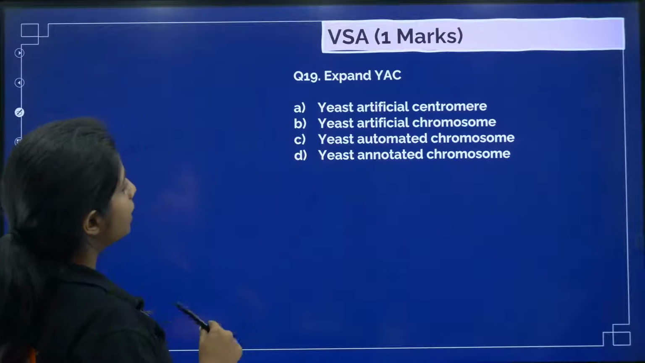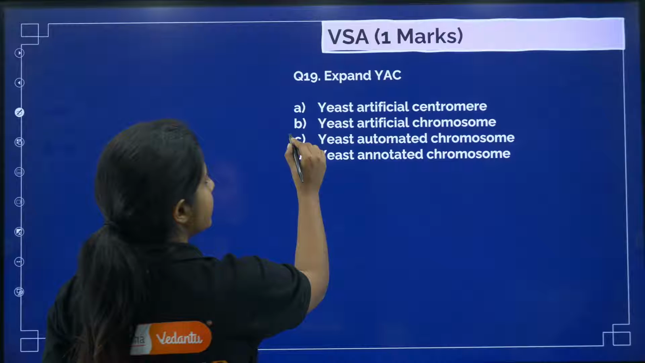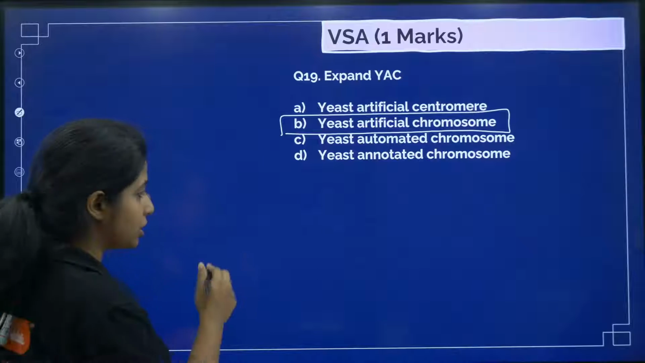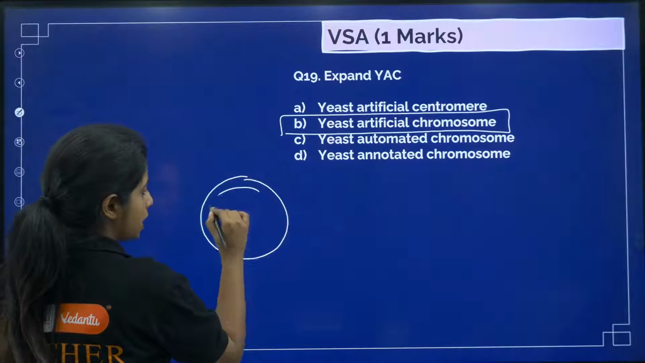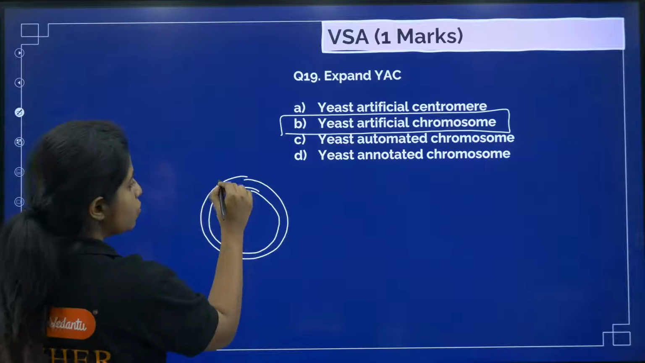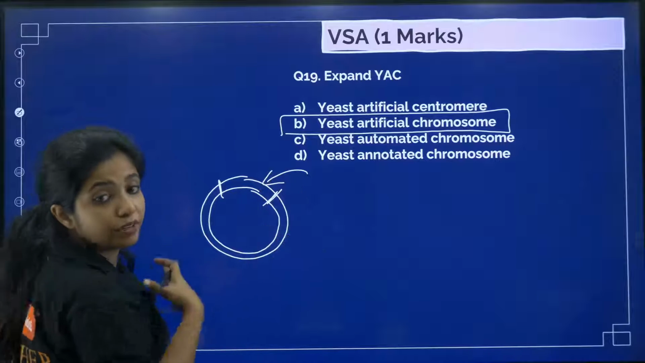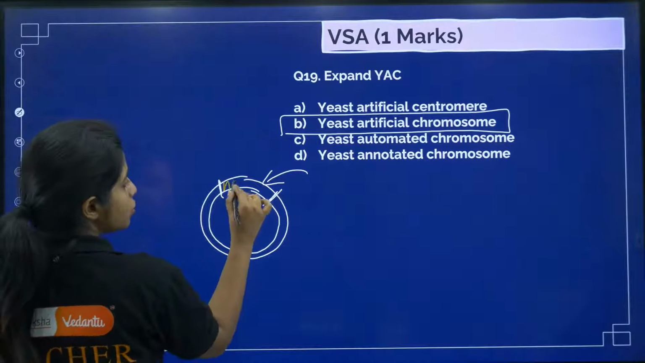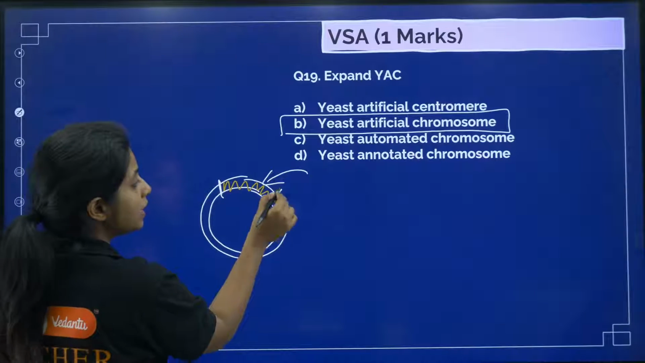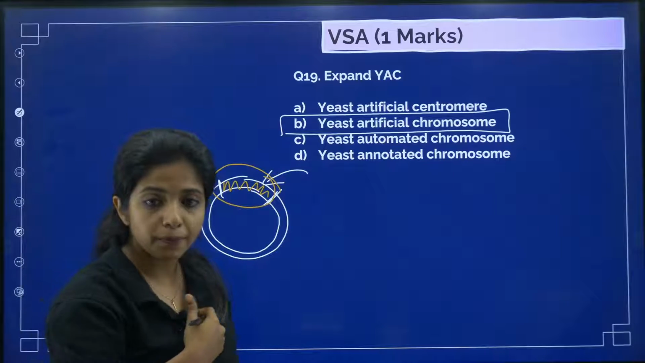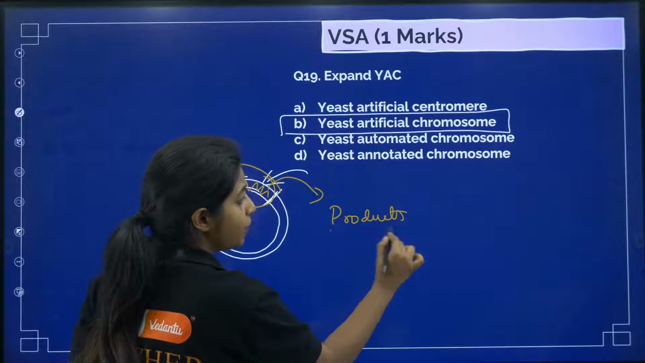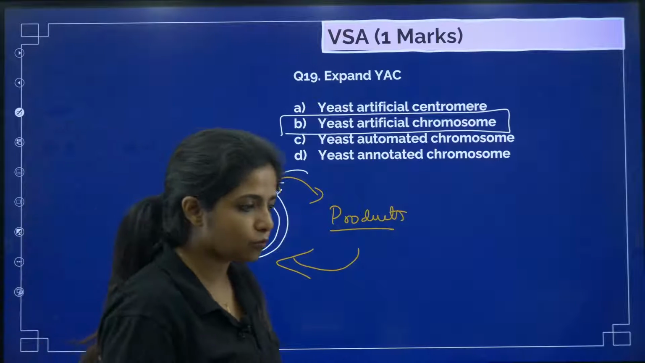19th B. Expand YAC, yeast artificial chromosome. Yes, it is yeast artificial chromosome, my dear children. So this is a plasmid. You know plasmids, they are vectors. A plasmid is a self-replicating unit of DNA. I am going to cut this portion and put the gene of interest that I want. Suppose I put my gene of interest over here. Now this particular DNA strand will keep on replicating, so basically my gene of interest is also replicating. So if I want my gene to keep on replicating, to give me more and more products, I will make something like this, which is known as yeast artificial chromosome.